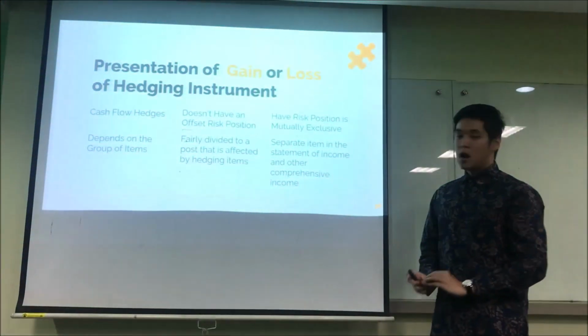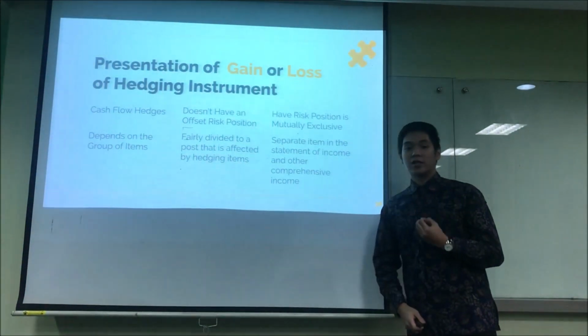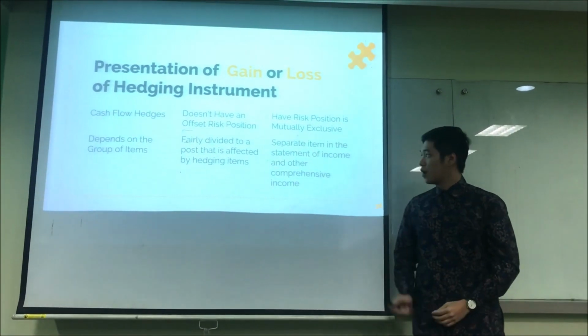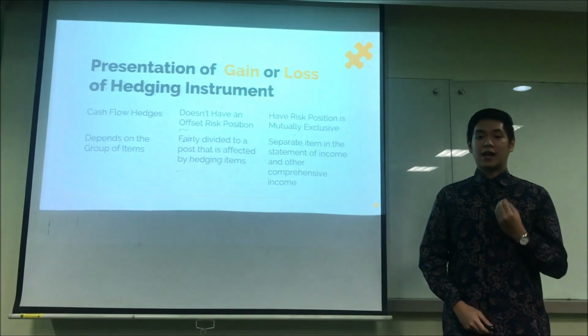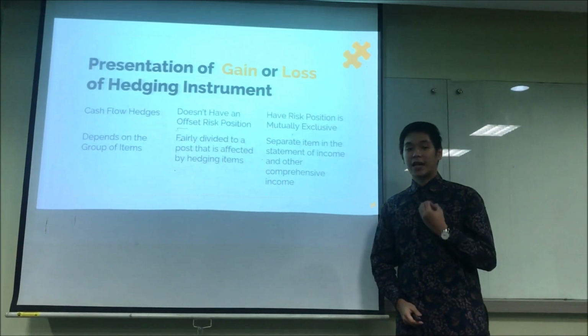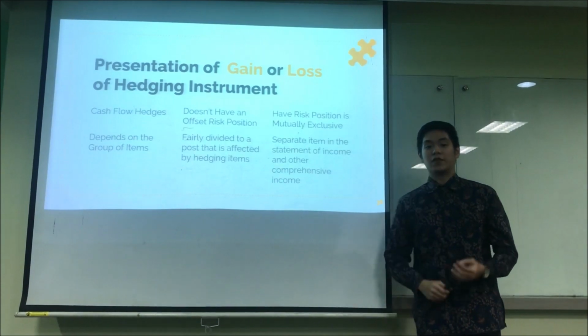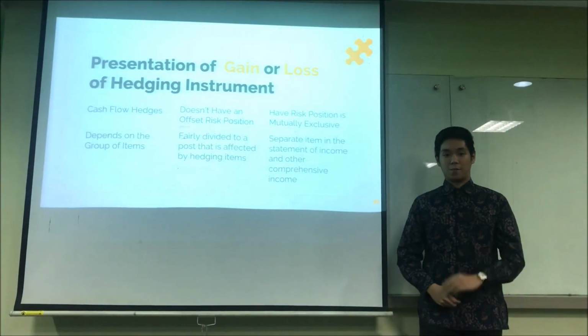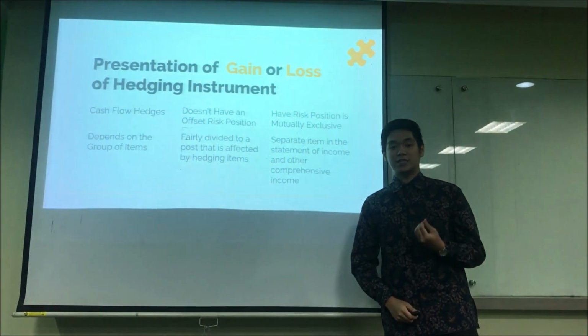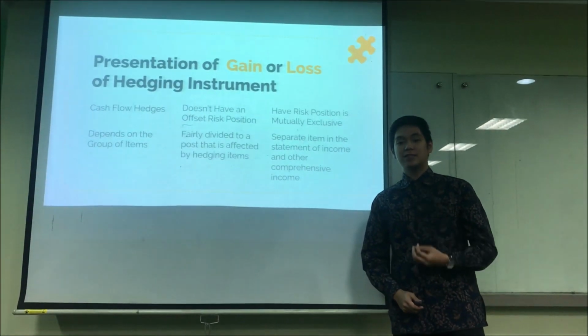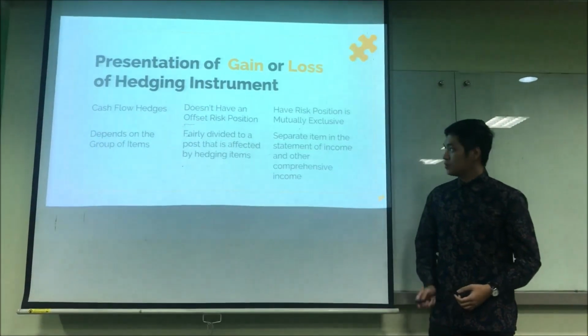Next, presentation. Now I'm going to tell you about the presentation of gain or loss of the hedging instrument. First, if items are hedged together as a group in a cash flow hedge, they may affect different line items in the statement of income and other comprehensive income. The presentation of hedging gains or losses in the statement depends on the group of items.